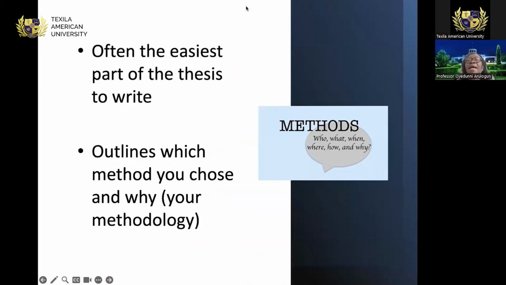Now we are done with the literature review. The next thing is the methodology section. Now, the methodology section of a thesis is the easiest to write. The questions you are asking in methodology are who, what, when, and where. When you are asking the question who, you are talking about your study participants. When you ask the question where, you are talking about your study setting. And how is your methodology, and why? So the methodology section is often the easiest to write, and it outlines the method you use and why.